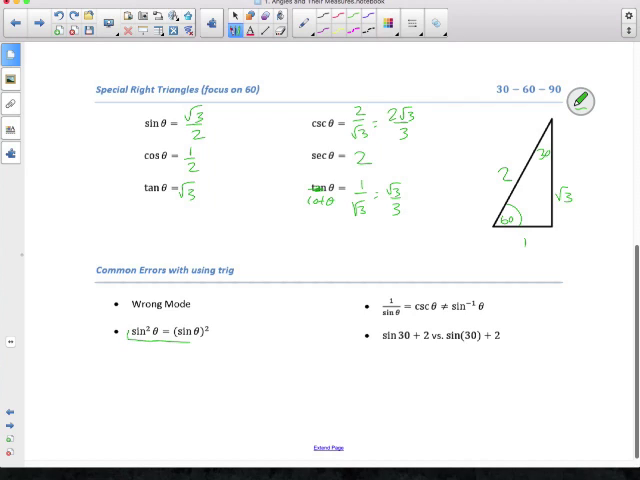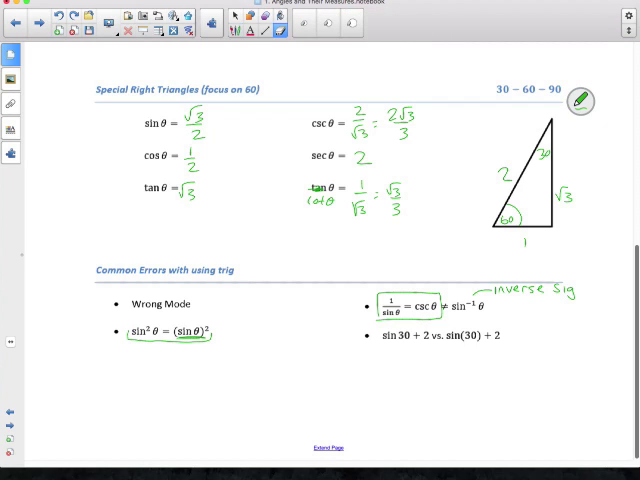Here, this is just notation. If I have sine theta squared, like it's written over here, that's identical to me saying sine squared theta. It's just a shorthand notation, so we don't need the parentheses. Here, 1 divided by sine theta is equal to cosecant theta, and we can't write that as sine to the negative 1 because this actually means inverse sine, which we'll learn in a couple days.